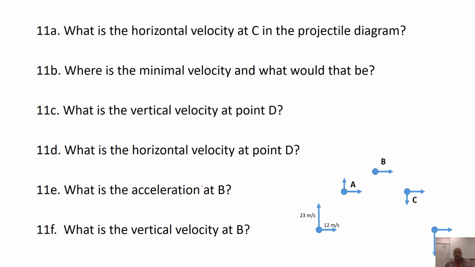And then now just asking some questions about this little diagram I have here. What's horizontal velocity at c? Well, if I know the horizontal velocity anywhere, it's going to be the same everywhere. So in this case, it would be 12 meters per second because it's not going to change.